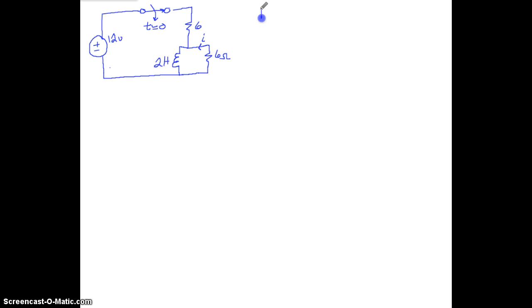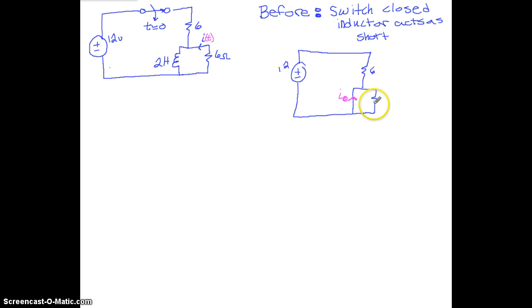Before the switch is opened, the switch has been closed for a very long time, which means that our inductor will have this voltage supply running through it for a very long time. And whenever inductors have a voltage circulating through them for an infinite amount of time, they actually can act as a short. So I'm going to redraw the circuit with the inductor as a short. So I've redrawn the circuit with the inductor replaced by a short.